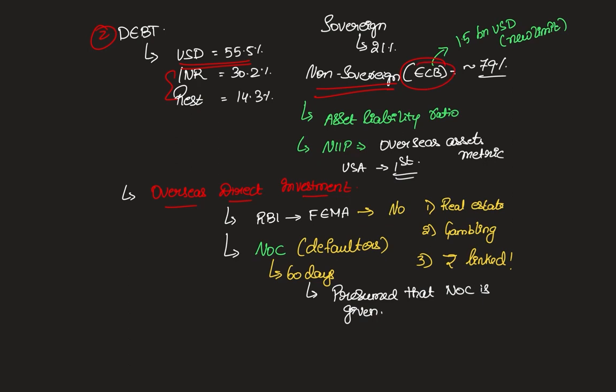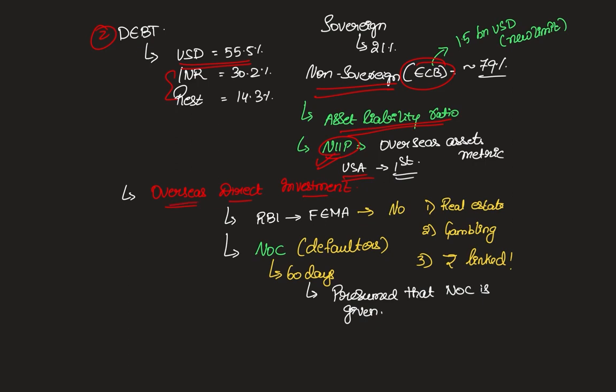So here in this case, you have to understand an important concept called asset liability ratio and Net International Investment Position. These ratios will give us an idea about India's overseas standing also. As far as NIIP is concerned, overseas assets that India has is given by this ratio. And this ratio is negative for India because we don't have so many overseas assets when compared to other foreign countries having their assets in our country. USA has the highest number of overseas assets. It's the first ranking country in this aspect.